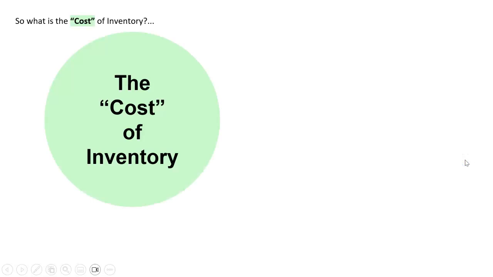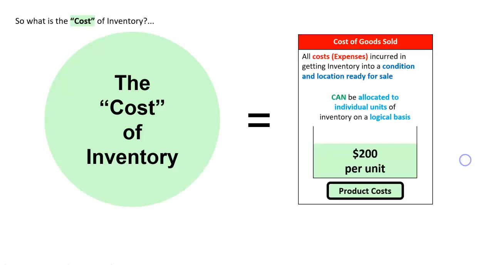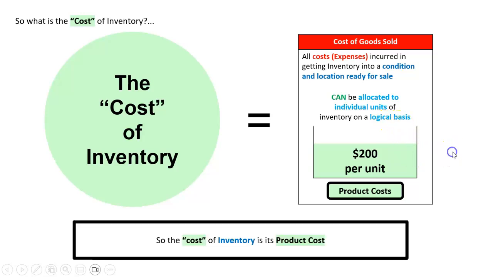Just to go back to cost, we said, well, the cost of inventory is always its product cost. What did that mean? That was part of cost of goods sold. A product cost is any cost or expense incurred in getting inventory into a condition and location ready for sale, and it can be allocated to individual units of inventory on a logical basis. That, when we say cost from now on, we mean product cost.